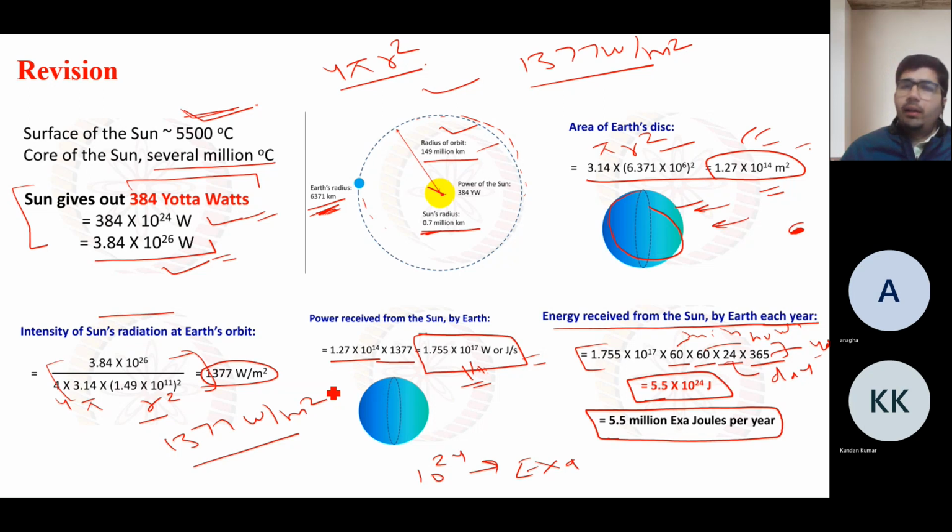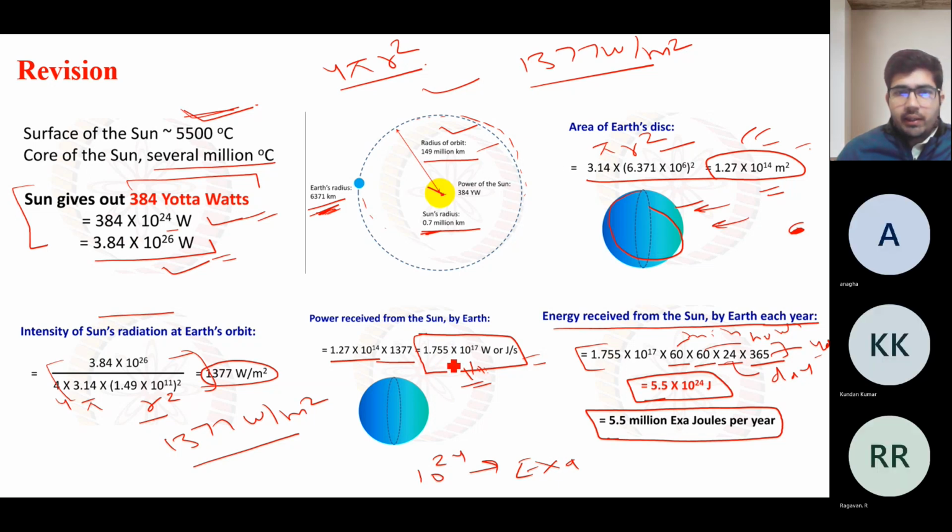These units were covered in the week 1 lecture. If you are having difficulty remembering them, you can revise the week 1 class, where we discussed various types of units. So 10 to the power 24 is iota, and 10 to the power 18 is exa. This is 5.5 million exajoules per year.